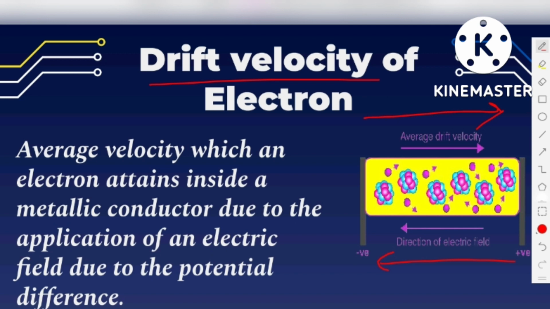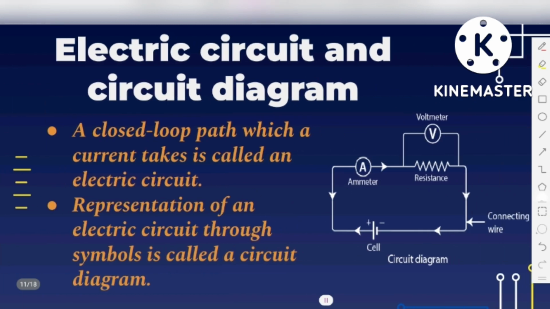And one electron starts to move the other electron because of the potential difference that we give, that is the positive and negative potential difference. That is nothing but the drift velocity of an electron. Alright, so let's go to the next topic.